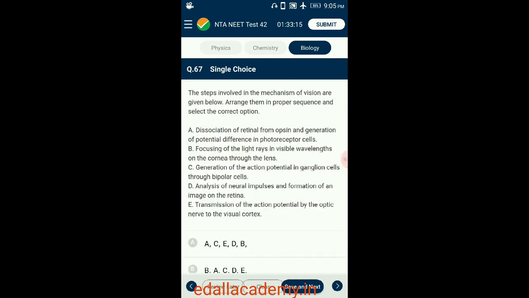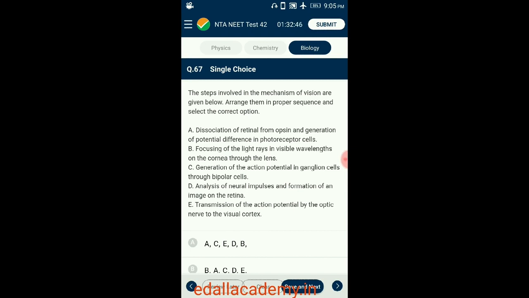Question number 67. The steps involved in the mechanism of vision are given below. Arrange them in proper sequence and select the correct option. The steps involved in the mechanism of vision are: first, focusing of light rays in visible wavelengths on the cornea through the lens. Second, dissociation of retinal from the opsin.